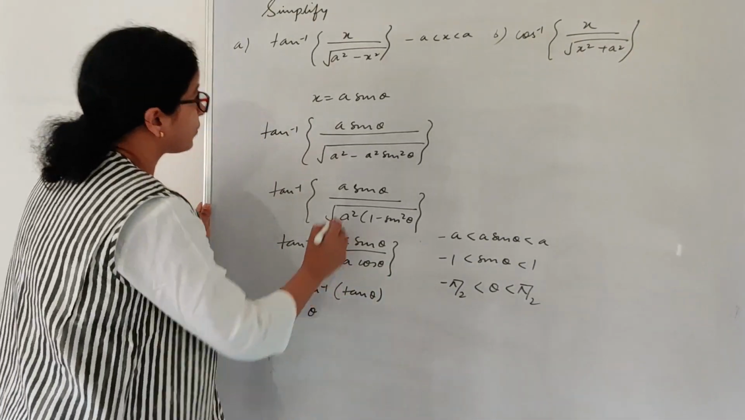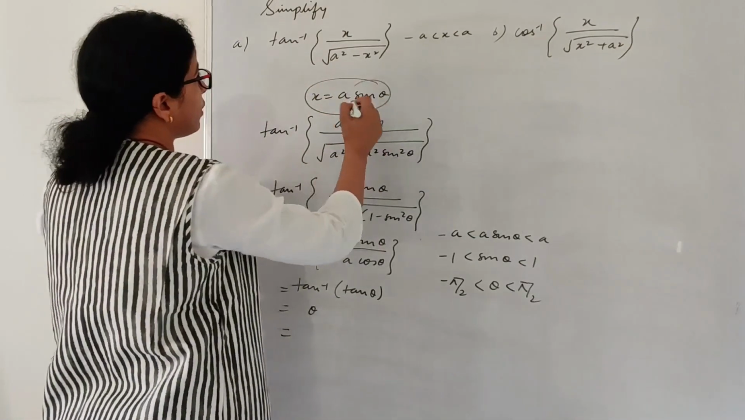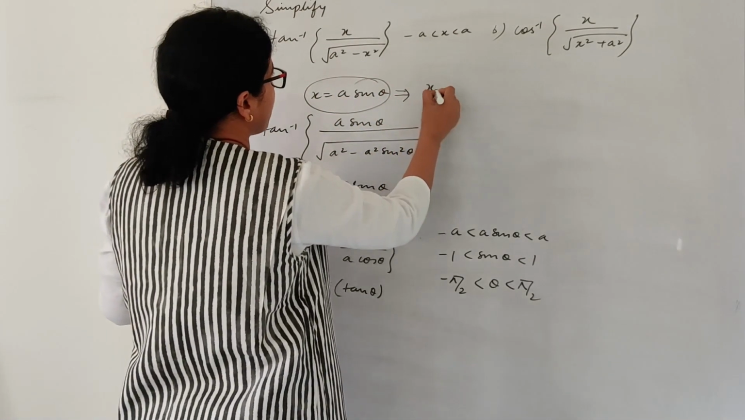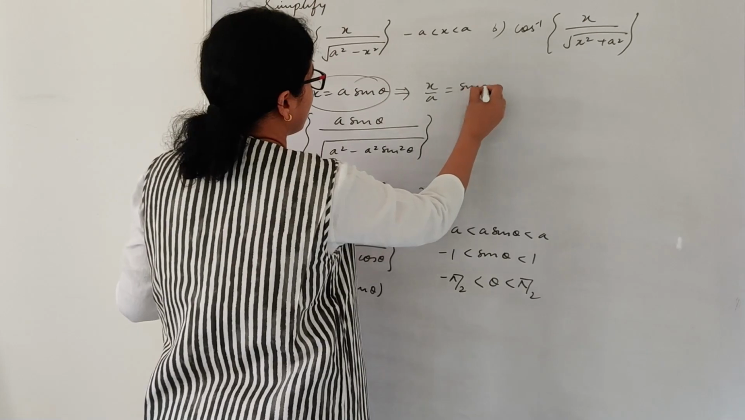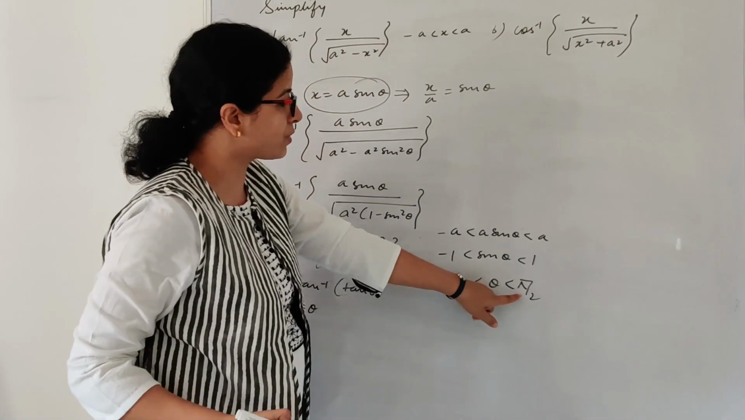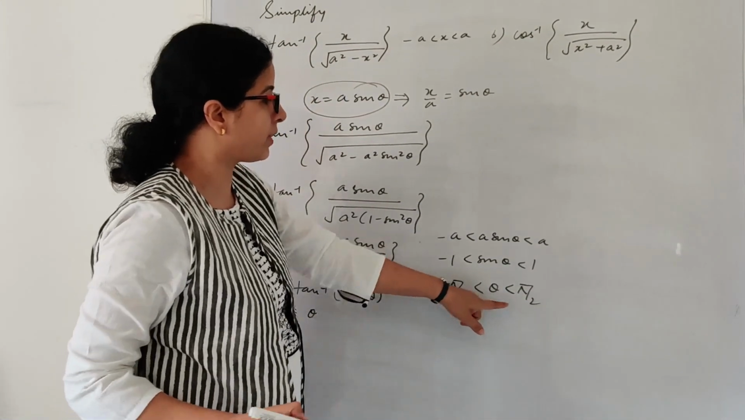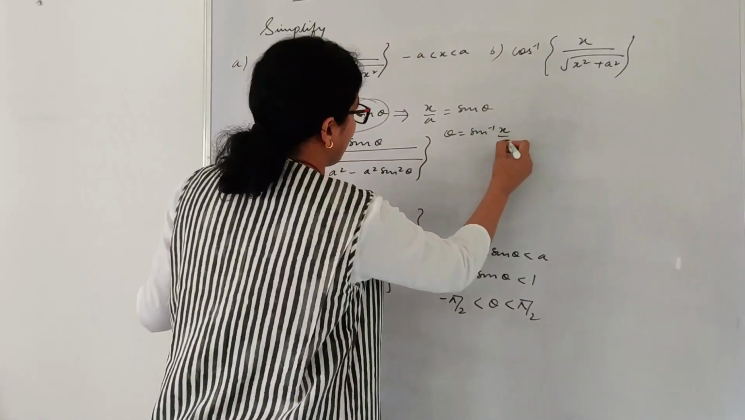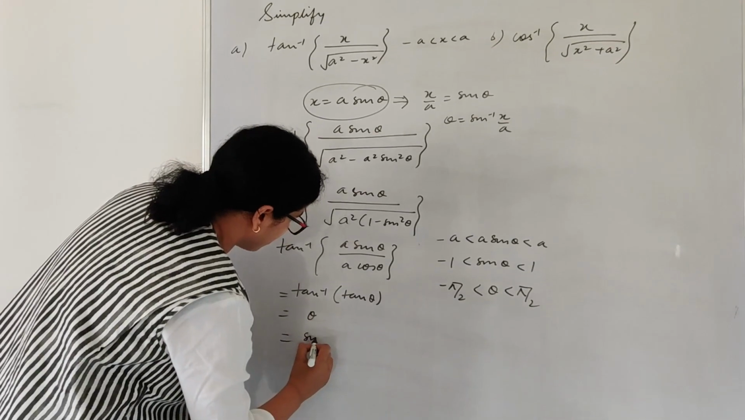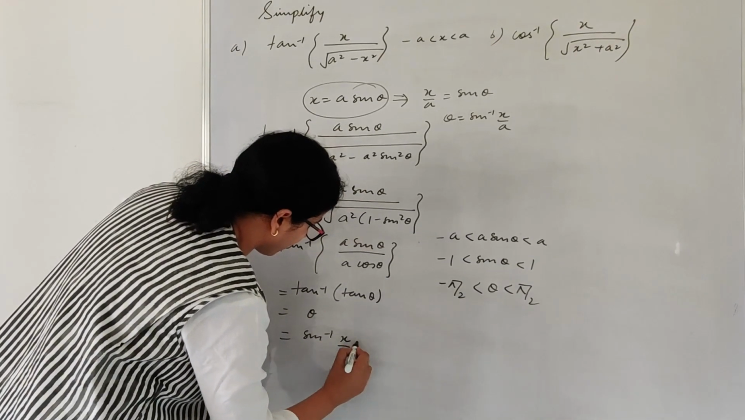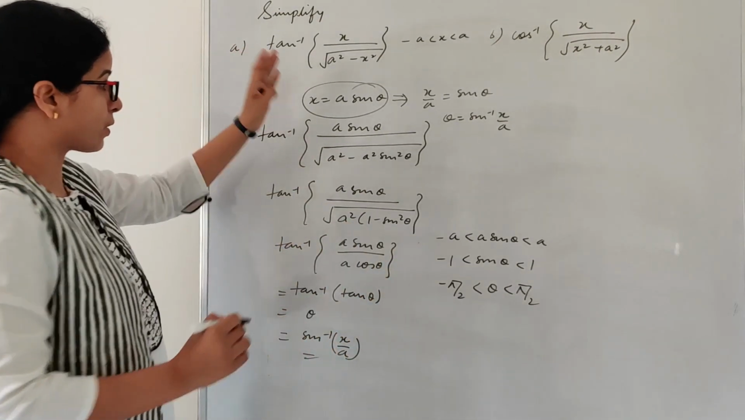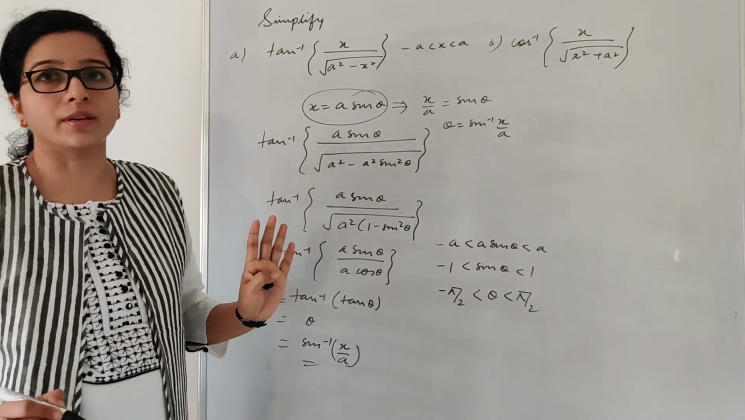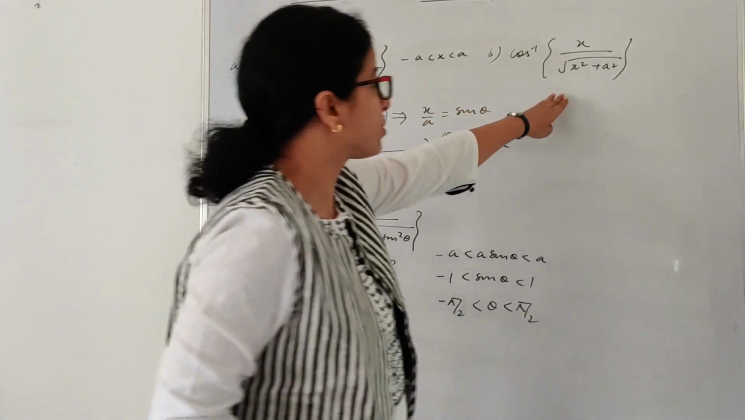So what is the value of theta? I have to take out the value of theta from here. How can you take it out? x upon a is equal to sin theta. Now since it is within my range, I can write theta is equal to sin inverse x by a. This is the required way to solve your things. Was that clear? Now let us take here also.